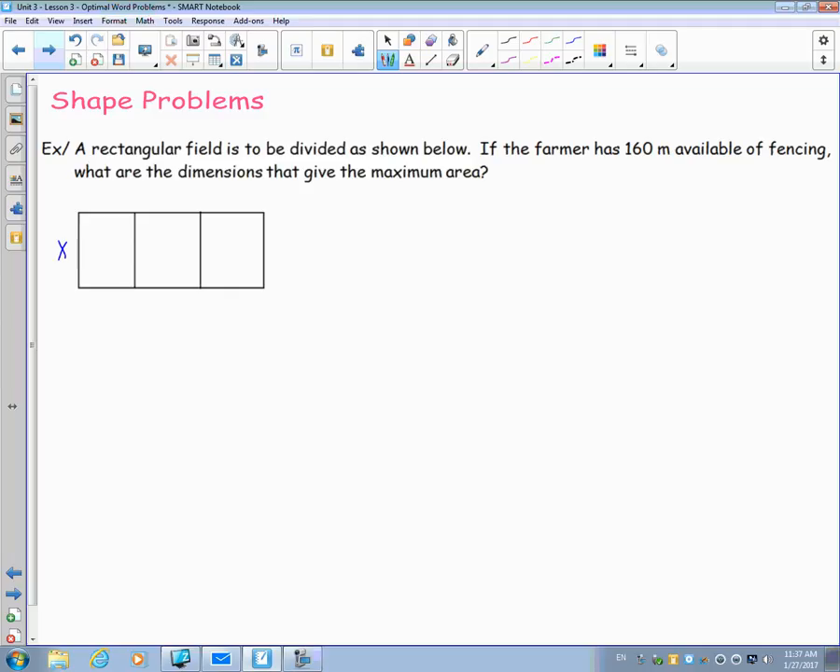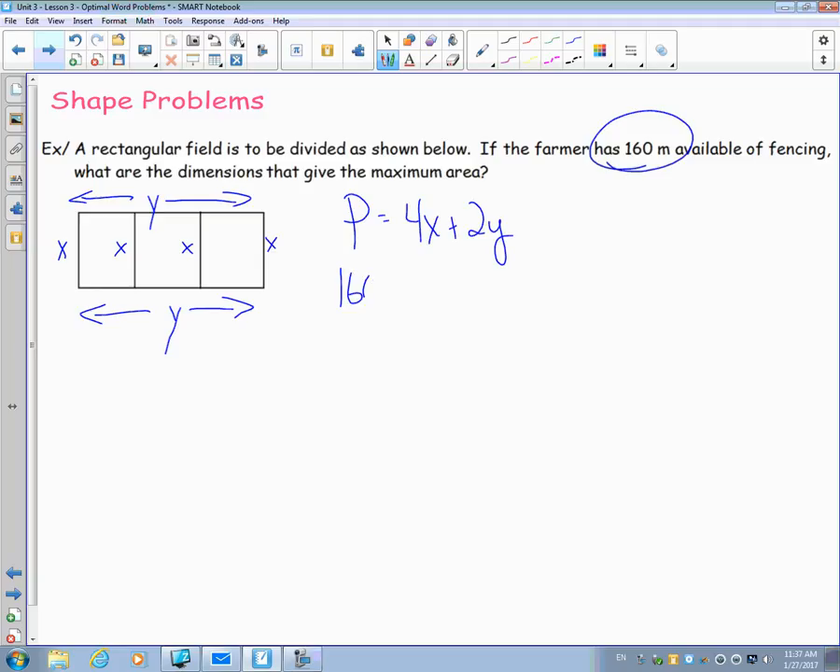So we don't know what the different sizes are. I'm going to call these x's. I'm going to call this y. I don't really have a choice here off the bat because I don't know how these things are related to each other. I need to start with two variables. But I know that our fence is 160 meters. In other words, our perimeter, which is 4 x's and 2 y's, comes out to 160. I've got two variables.